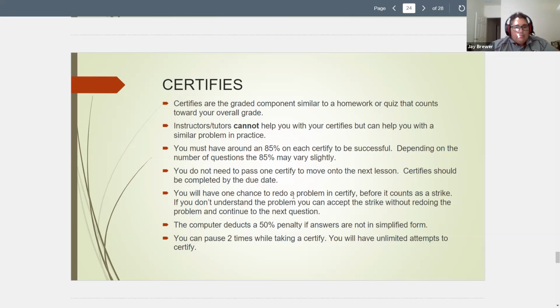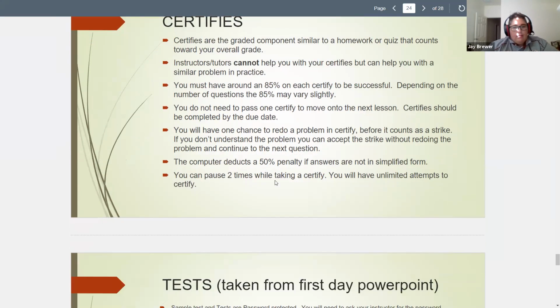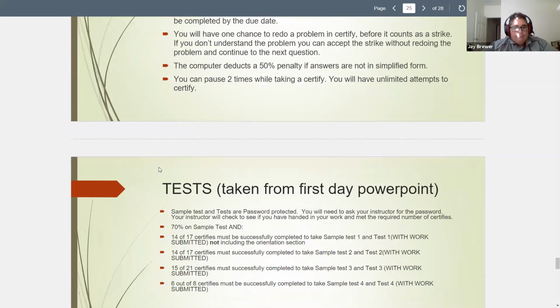You will have one chance to redo a problem in certify before it counts as a strike. If you do not understand the problem, you can accept the strike without redoing the problem and continue to the next question. The computer deducts a 50% penalty if answers are not in simplified form. You can pause 2 times while taking a certify. You will have unlimited attempts to certify.